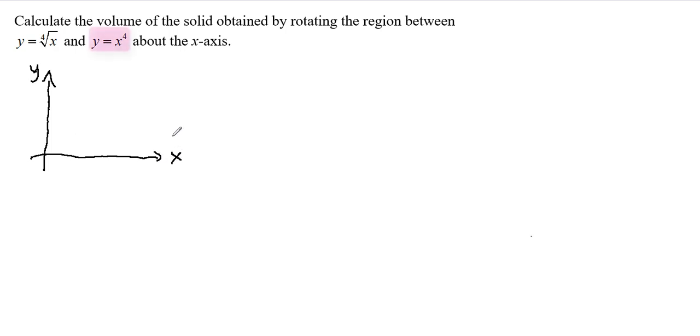Y equals x to the power 4 looks like a squashed parabola, and it goes through the origin and also through the point (1, 1). So the curve looks something like this. Let's make sure we also label this on our graph.